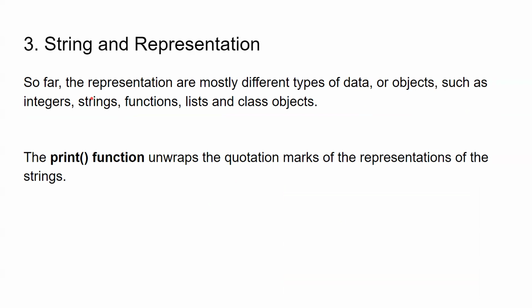So the print function unwraps the quotation marks or representation of the strings. Usually when you call the print function on a string, you remove the marks, so it can be readable by humans. The print function converts the representation type into the string type. And for representation, we can do a little example of it, I guess.